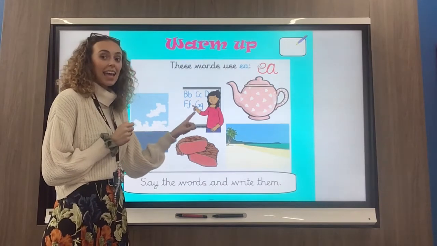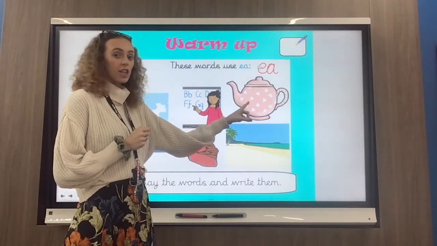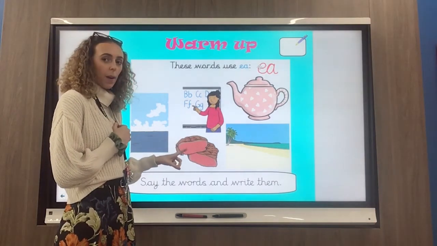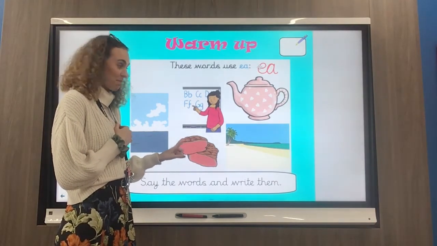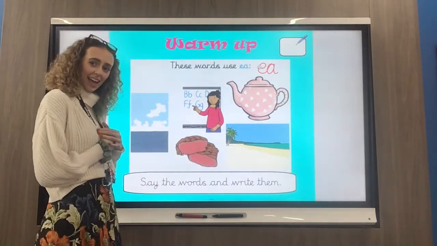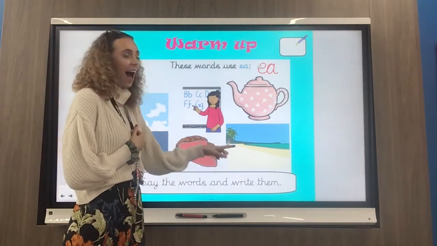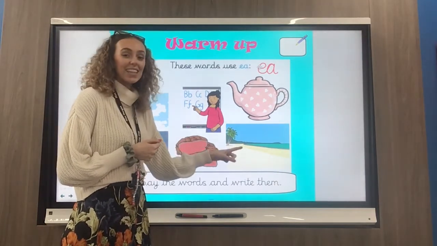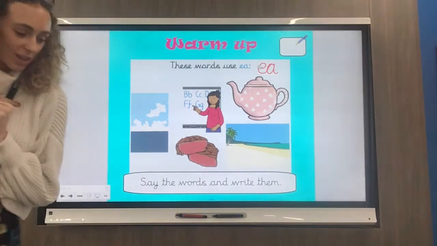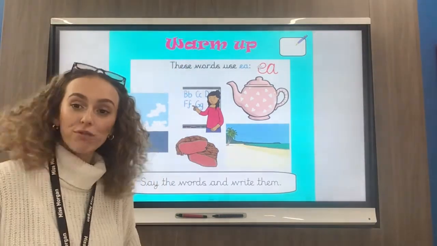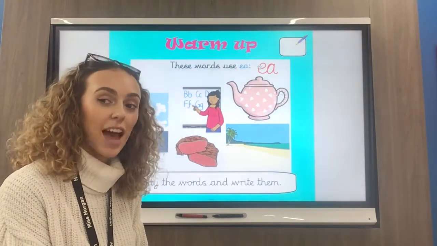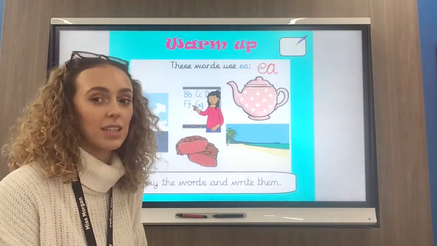We've got eater, we've got pot, that's a teapot. Oh, what's this one? Meat, well done. And then, oh, it can't be sea again, can it, Year 3? I know what it is, it's beach. Right, so now that you said them out loud, what I want you to do is to write the words using your whiteboard and your whiteboard pen. So if you haven't got them, Year 3, hit pause on the video and go and get them.